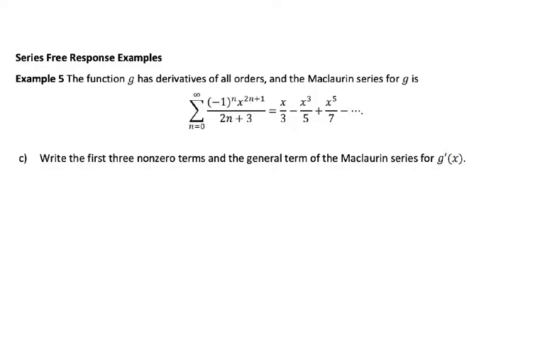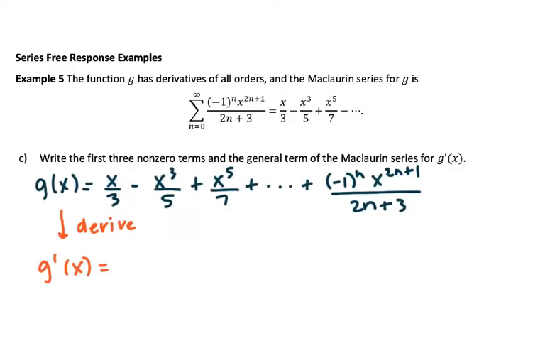Okay, and then for part C, this is actually pretty easy in comparison to the first two. It just wants the first three non-zero terms and the general term of the Maclaurin series for G prime. So they told us that the function we're looking at the top is G, so we're basically going to write this out and derive it. Okay, and we just go term by term, so this becomes a constant. We bring the 3 down, that becomes x squared, it's still all over 5. We bring the 5 down, x to the 4 all over 7.